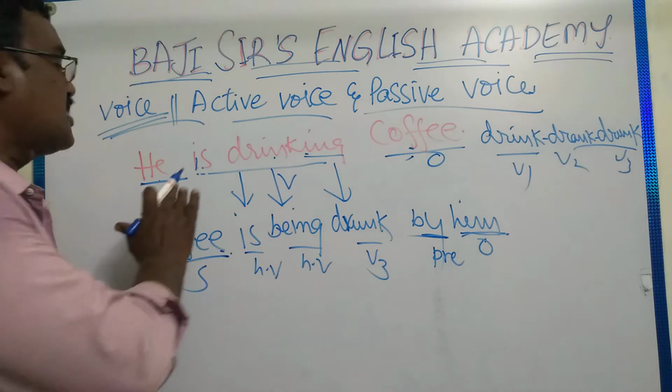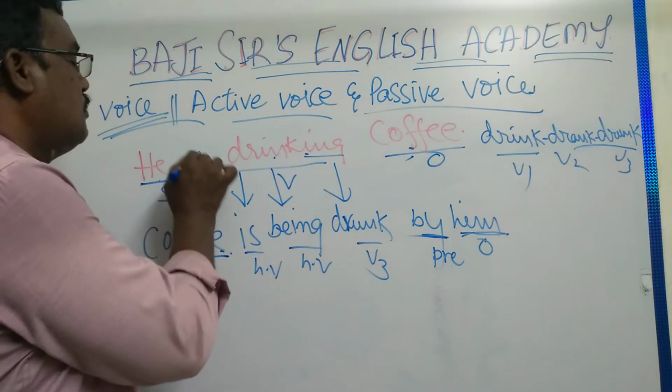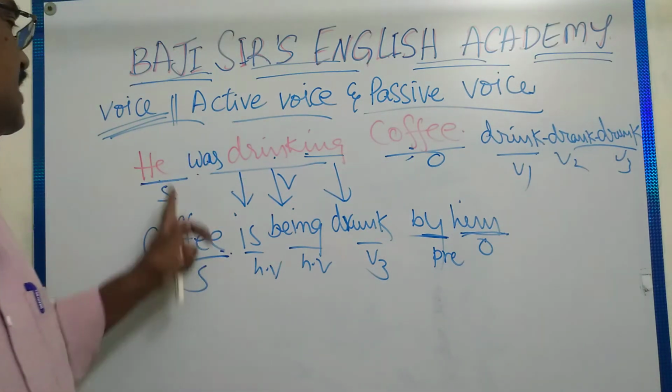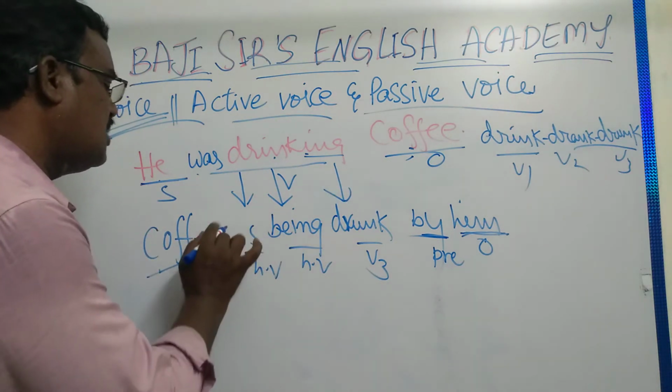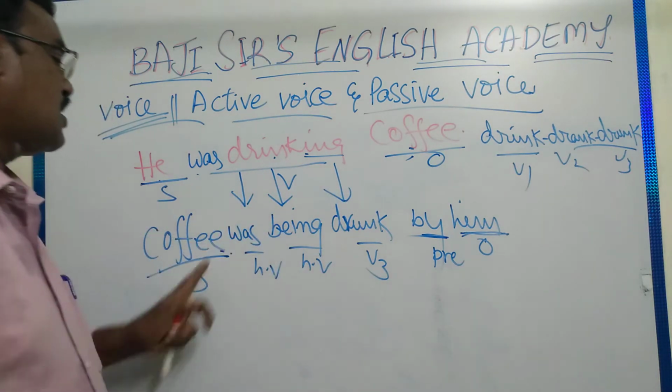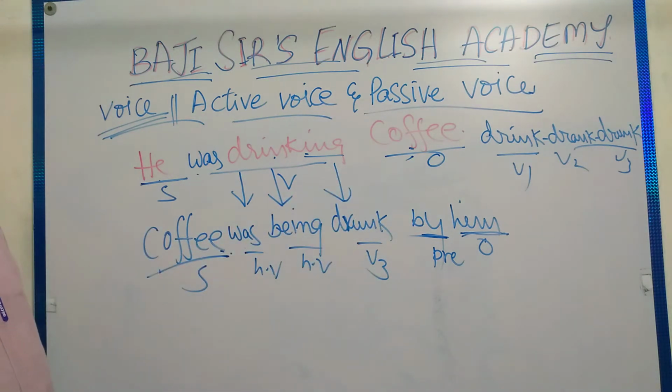Now past continuous tense we are going to write. Means was drinking. See here, he was drinking coffee. Coffee, simply here also we have to change it into was. Coffee was being drunk by him.